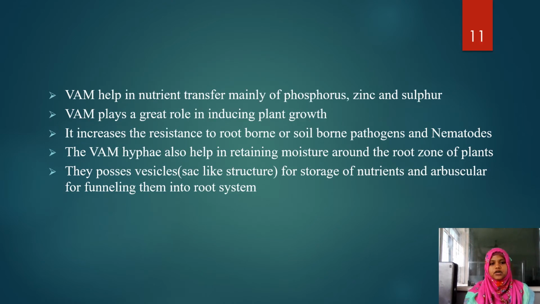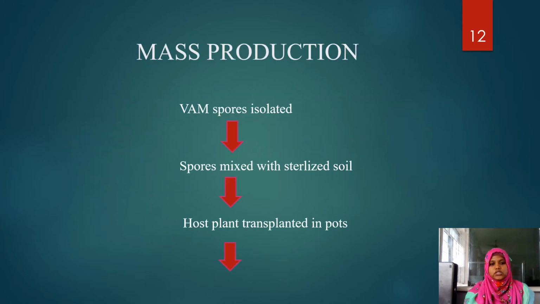It helps in nutrient transfer, mainly of phosphorus, zinc, and sulfur, and plays a great role in inducing plant growth and increasing resistance to root-borne or soil-borne pathogens and nematodes. These VAM hyphae also help in retaining moisture around the root zone of plants. They possess vesicles, that is sac-like structures, for storage of nutrients and arbuscules for funneling them into the root system.